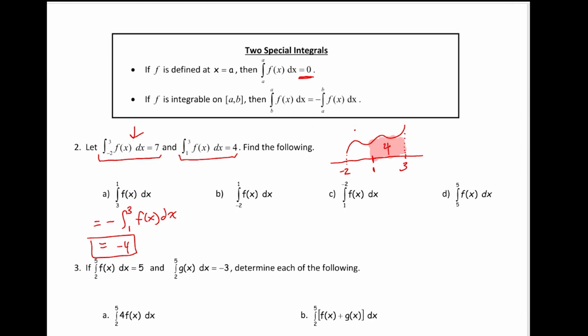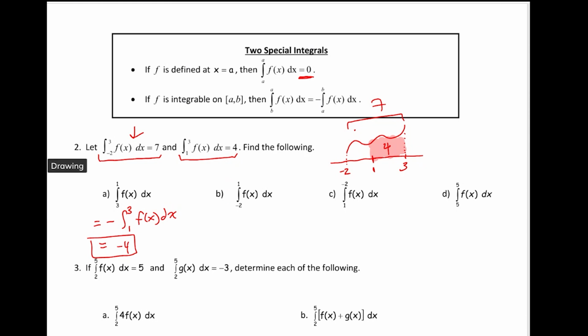So if I know that the total area between -2 and 3 is 7, and I know that the area between 1 and 3 is 4, I can find the area between -2 and 1 by simply subtracting the 7 minus 4 and getting 3, right? Because this area has to add up to 7.